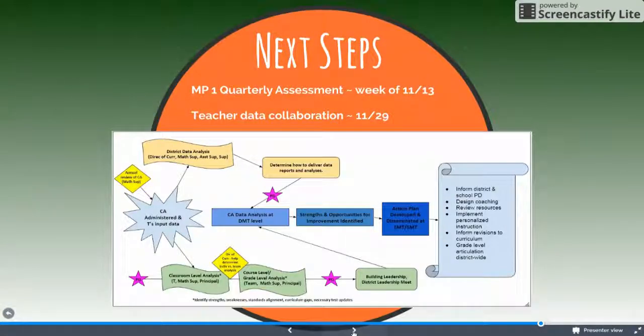As you know, you'll administer the Marking Period 1 assessment during the week of November 13th. The teachers will gather as a group to analyze data on November 29th. And we've worked hard as a district to set a path to move forward.